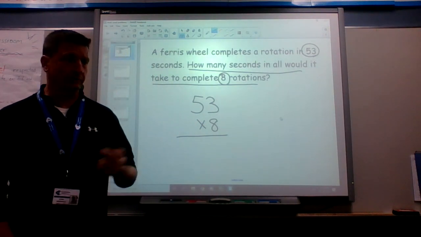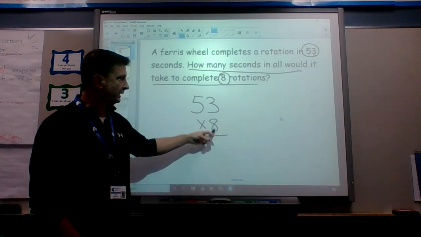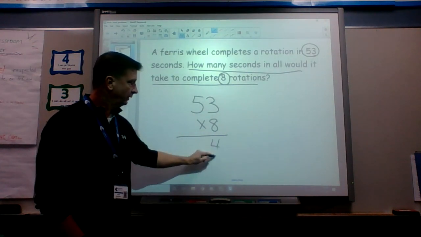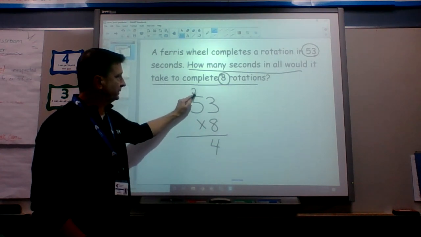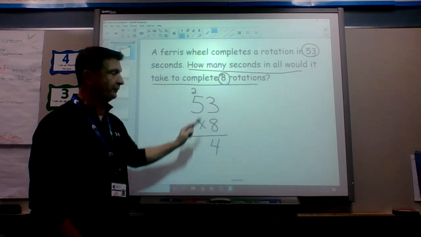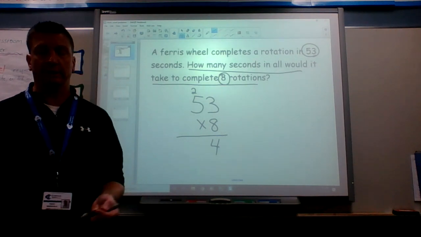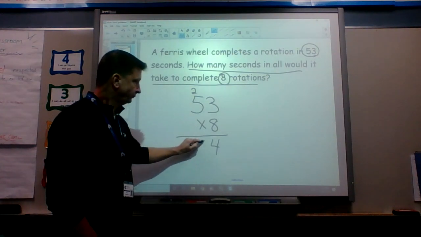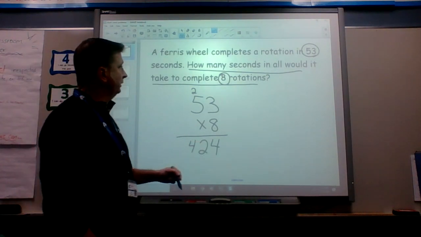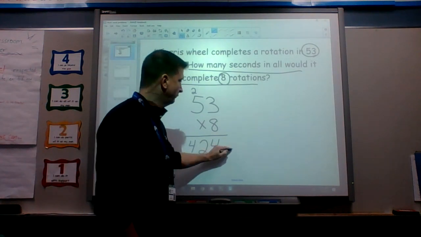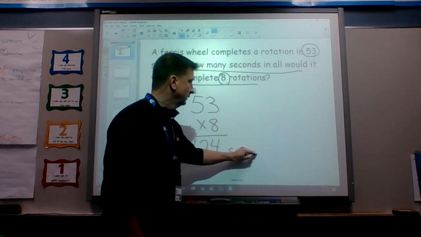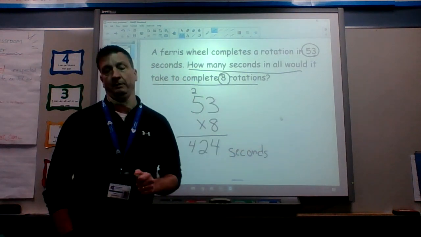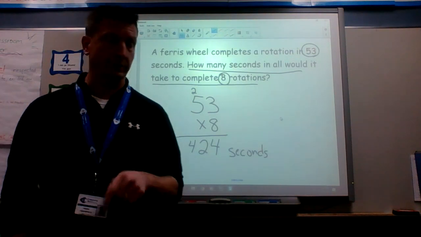and find my answer. So if I follow this process, I'm going to take my 8 times 3, which is 24. Remember, you take your tens digit, move it up top. I've got 8 groups of 5. I know that 8 groups of 5 or 8 times 5 is 40, but then I have 2 more for 42. So it's going to take 424 seconds in order for that Ferris wheel to go around 8 times if it goes 53 seconds per time.